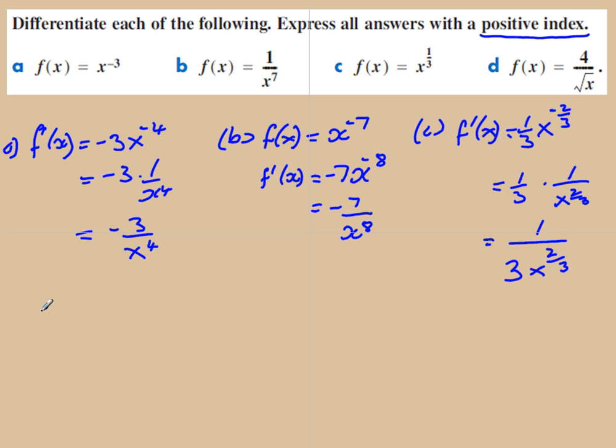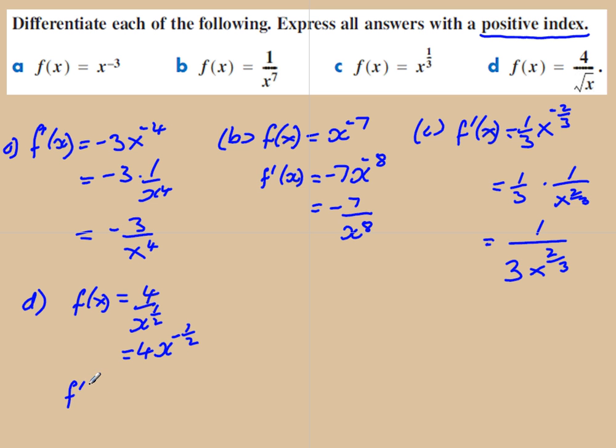And finally, d, I think we can fit d in here. We've got f of x is equal to 4 over x to the half, which you can write then as 4x to the power of negative a half, using indice laws.